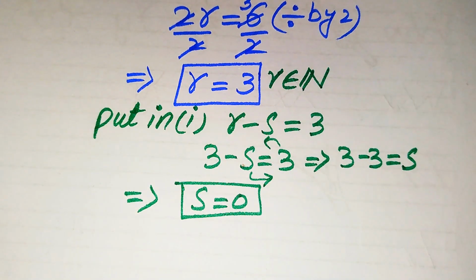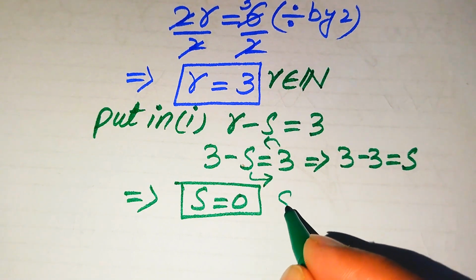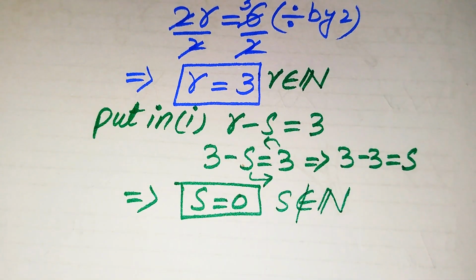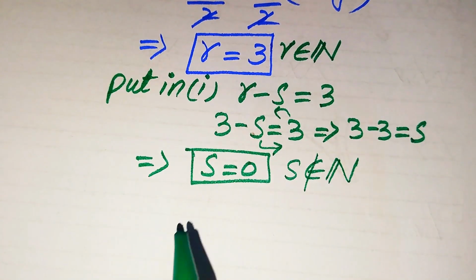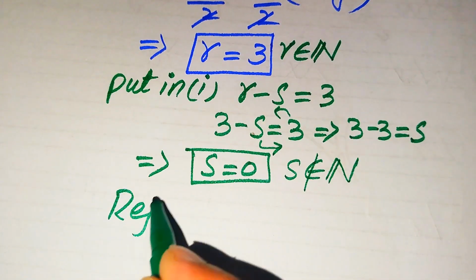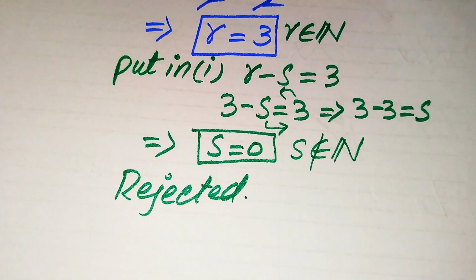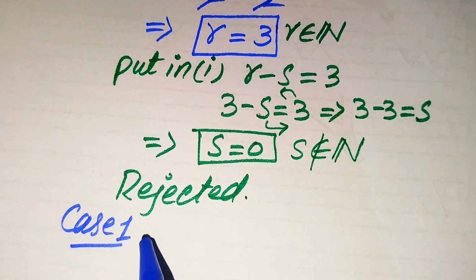But s is equal to 0, and we know that 0 is not a natural number, so it means that our s does not belong to N. So from the first case we get the value of r as natural but the value of s is not natural. So we need both of these values to be natural, and that's why we rejected this case.